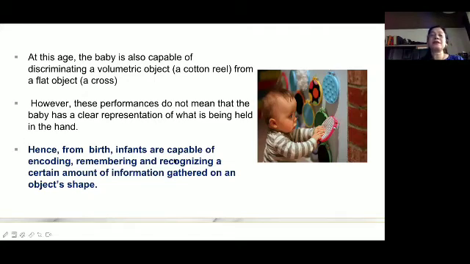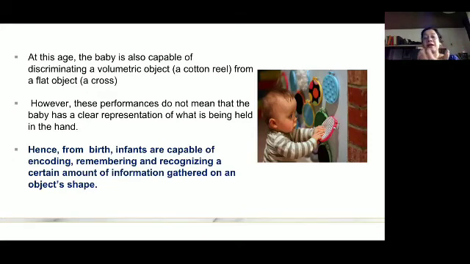From birth, infants are capable of encoding, remembering, and recognizing a certain amount of information. They are on an information gathering spree. Chalo chalte hai, kya mil raha hai, na? That type of a spree they are on. They are still not thinking, this is a cube, this is a square, this is a circle. I'm still trying to feel what's happening with the world and what's coming into my hands. And I'm trying to then use my vision.